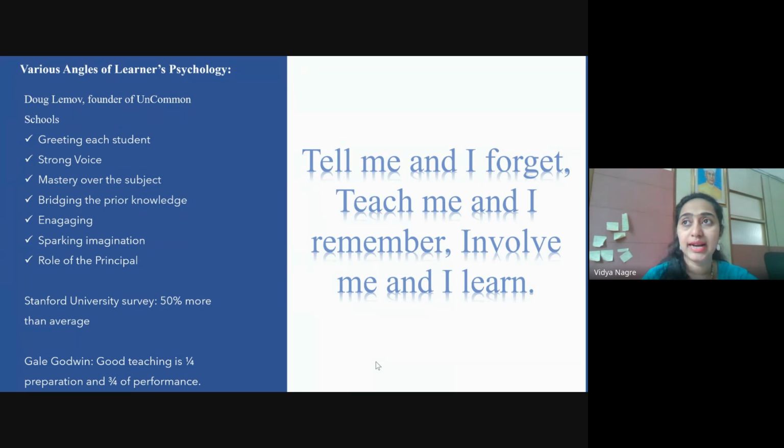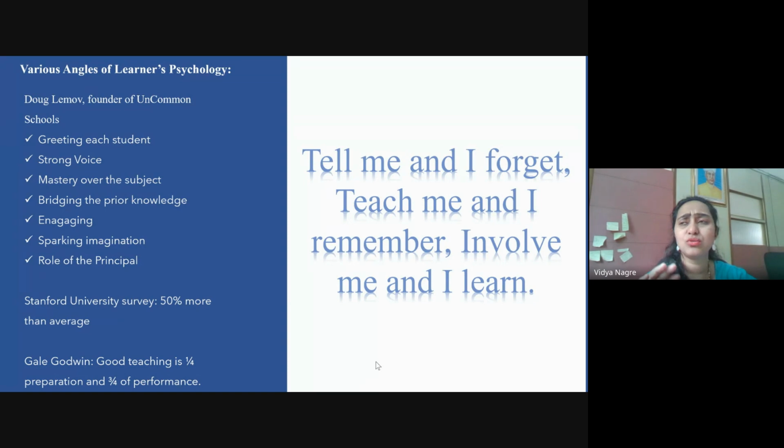Thereafter, bridging the prior knowledge. Every student does have some prior knowledge, and as a teacher you have to make sure that you bridge the prior knowledge to the new topic. We will be discussing this in detail in a further slide anyway, because this bridging is very important. If you don't understand the capacity of students, what they know, then it will be very difficult for you to build the new core.